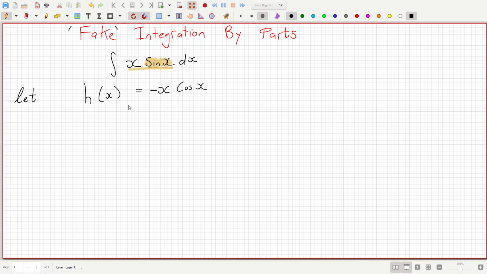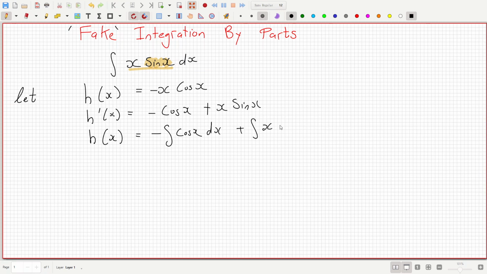Then what you do is you differentiate both sides. So on the left, we require the product rule. That becomes minus 1 times cos x, and then the cos x becomes minus sine x. So we get that there. Then we integrate everything again. So that seems a bit weird. We differentiate and then we integrate. So we get back to h(x), the integration of cos x, and then the integration of x sine x.